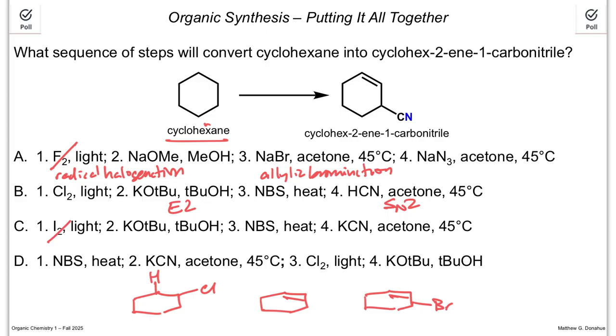So again, the individual reactions are important, but also thinking about how you can sequence them into making something more complex. That's really what synthetic organic chemistry is about. Any questions before we turn 90 degrees and start something new?